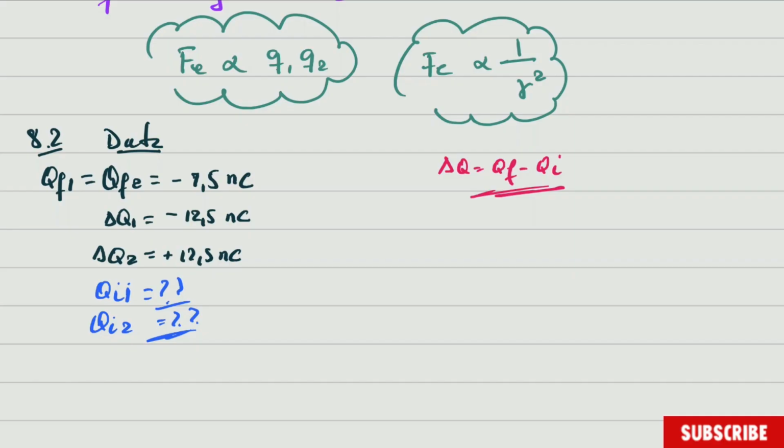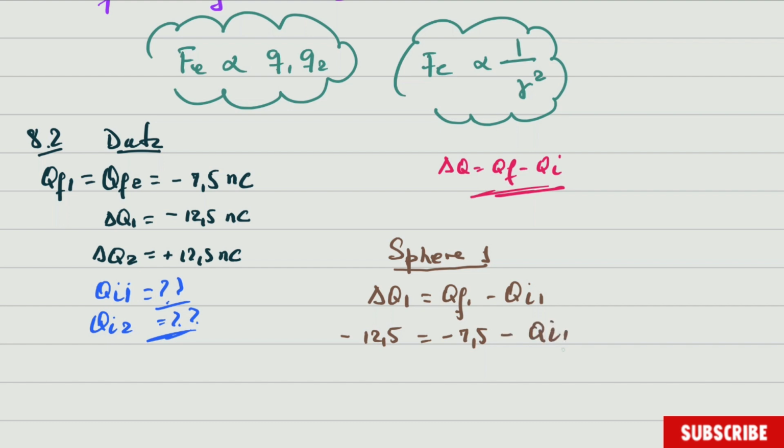So we are going to apply this for sphere 1 and for sphere 2. Here is all the data we have, which we just wrote in the picture. We're going to work for sphere 1 on this side and then later on for sphere 2. So change in charge 1 is equal to final charge 1 minus initial charge 1. Quite simple. When you substitute, we have minus 12.5 nanocoulombs equal to final, which is minus 7.5, minus initial charge 1. When you rearrange this one here, guys, remember this one is moving to the other side as a positive, you get the initial charge 1 is equal to positive 5 nanocoulomb.